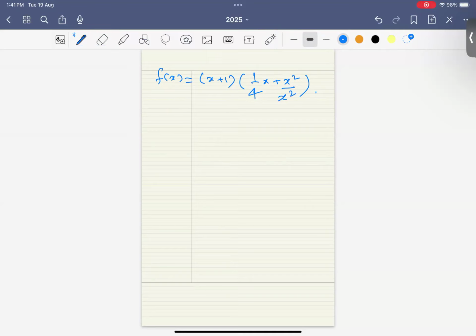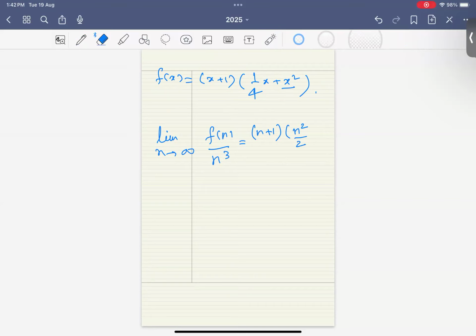So now that we have explicitly found f, we can always find the limit as n tends to infinity of f of n upon n cubed, which is going to be (n plus 1) into (n squared by 2 plus 1 by 4) upon n cubed, and which is equal to 1 by 2, and we are done.